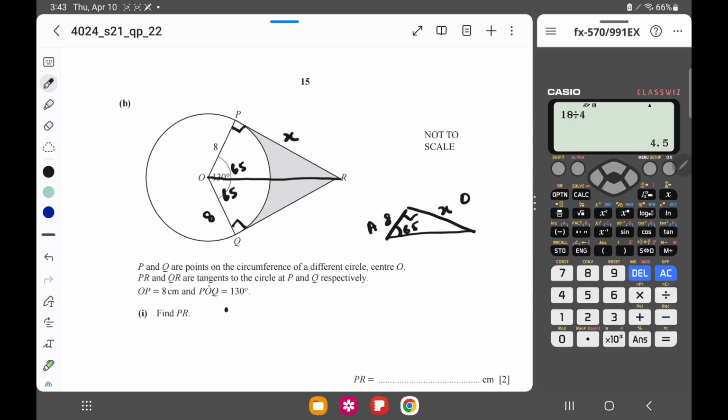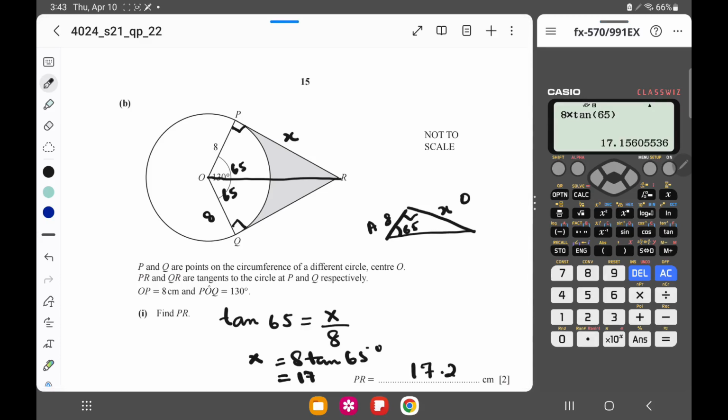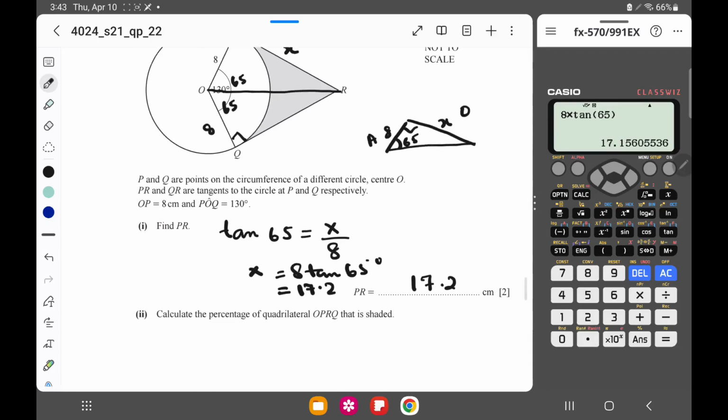Tan of 65 is O over A, PR or X upon 8. So X is equal to 8 times tan 65 degrees. So 8 times tan 65 is close to 17.15, which means 17.2 centimeters. 17.2 centimeters is the answer for this part.